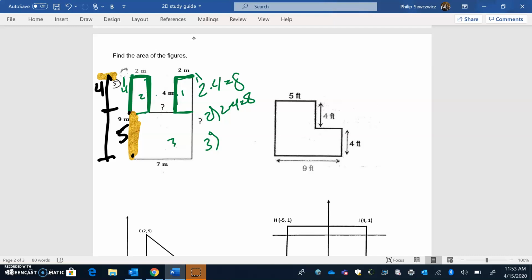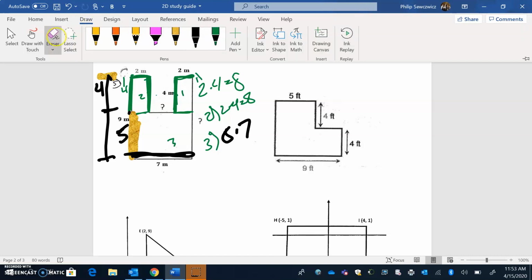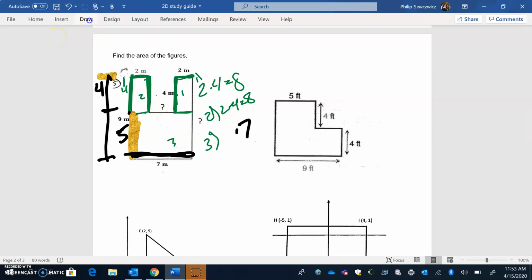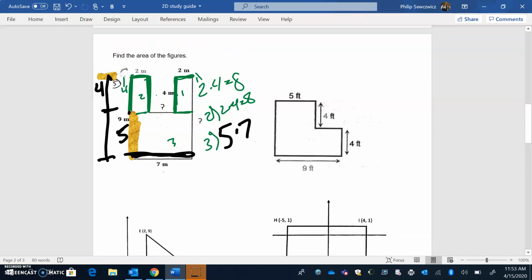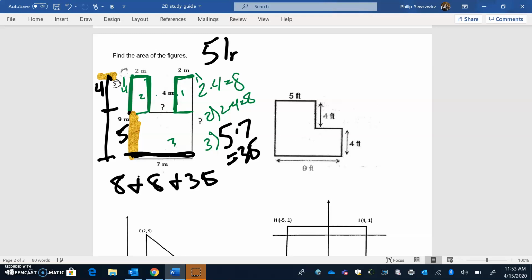Now, I can see going from left to right. Oh, that's nice. It's right there. So that's just a 5 times a 7. So 5 times 7 is going to give you 35. Yeah. So now we're going to take all of our pieces, add them all up. So we've got an 8 plus an 8 plus a 35. 8 plus 8 is 16. 16 plus 35, 51. So we've got an answer of 51 meters squared for that first one there.